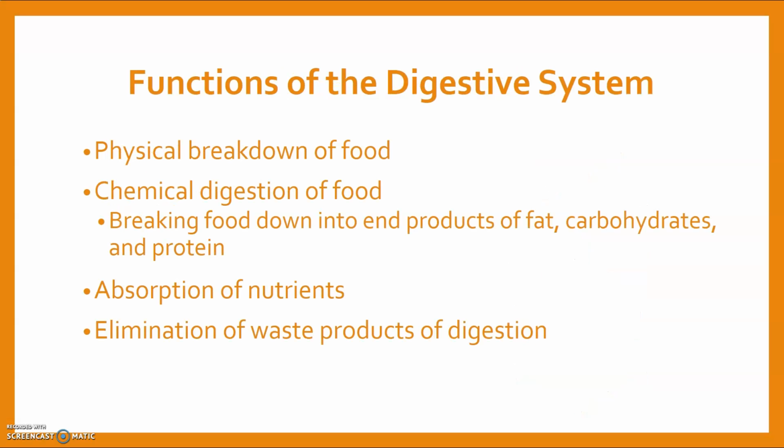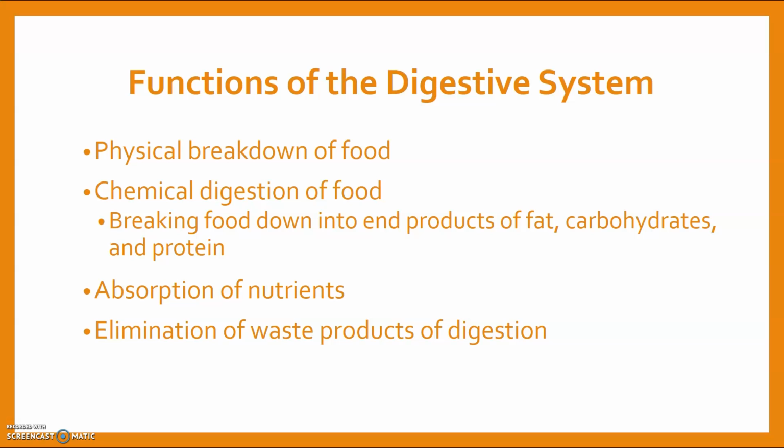So now let's look at some different functions of the digestive system. The first function that we have here is the physical breakdown of food. In this case, teeth are used to physically break down food before it's swallowed. And then another example of physical breakdown of food would be the churning of food in the stomach. You also have chemical digestion of food. With chemical digestion of food, this involves breaking food down into end products such as fat, carbohydrates, and protein. Chemical breakdown or digestion results from the action of digestive enzymes and other chemicals that can act on food.